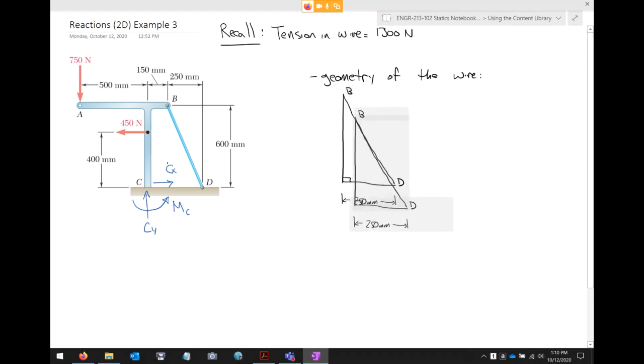Let me move this down a bit. Okay, let's try that. Let's try it again. All right, somebody help me out. What is this dimension?